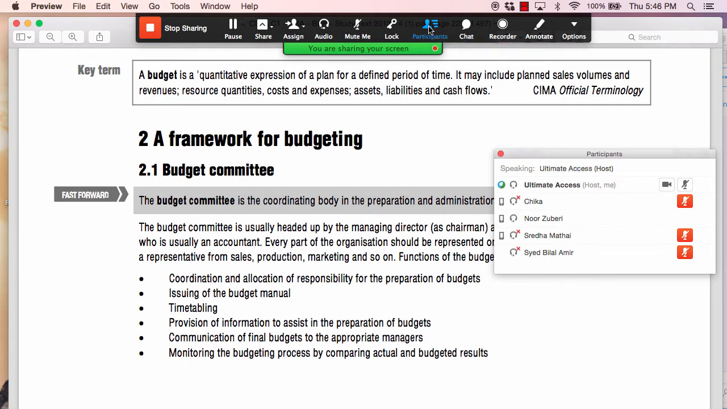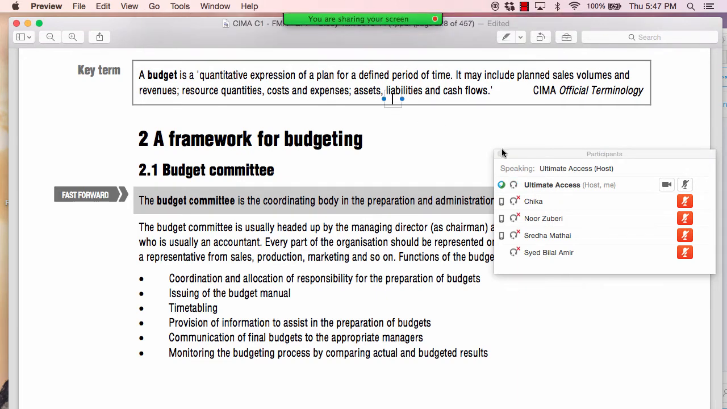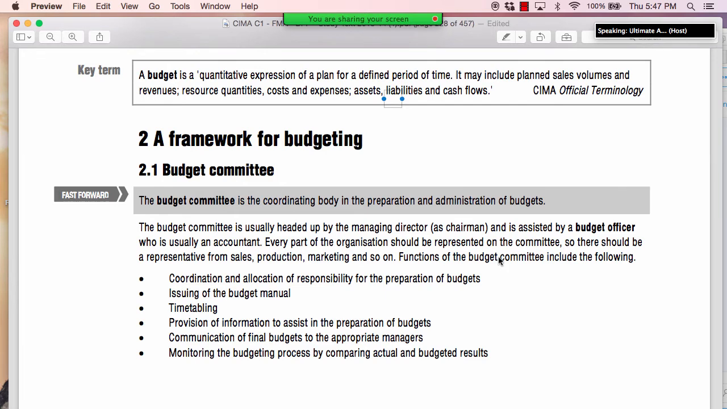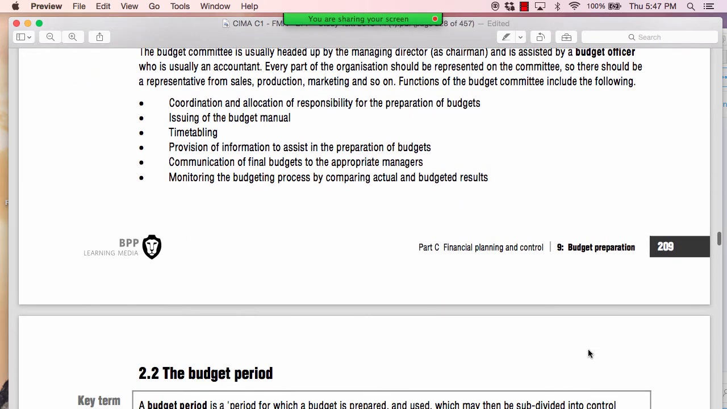Correct, correct. Yes. So there is a committee, so it's not just one person doing all the activity. There is a committee, and a committee is represented by everybody in the organization. Every functional area has a representative here, and that's why you have people from across the organization.